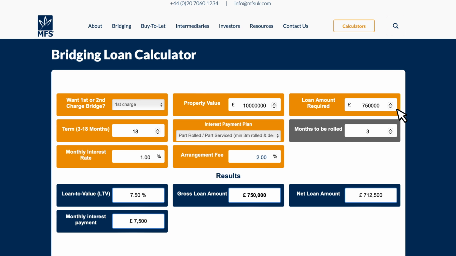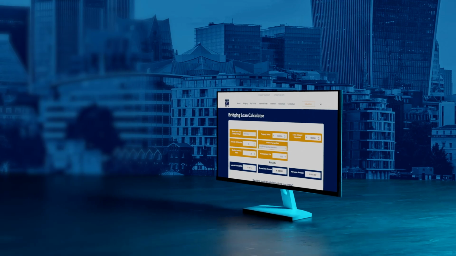Once all this information is entered, the results will be visible in the blue boxes towards the bottom of the calculator. You'll be able to tweak the data you've entered and see how your loan will be affected in real time. But you must remember that these are calculated estimations. For exact details on costings, you can contact us.